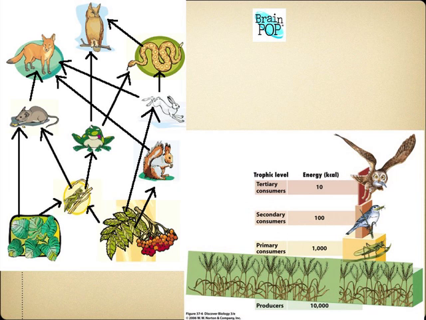All right, so here we have just one more example. We have plants, the largest, then we have crickets, some birds that eat the crickets, and then the owl that eats the birds.